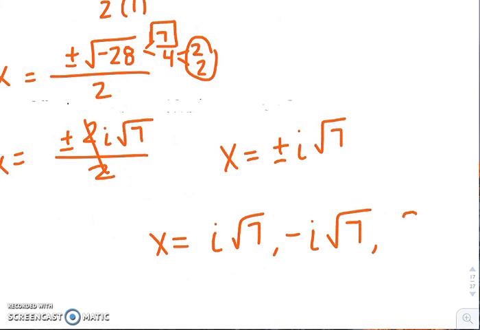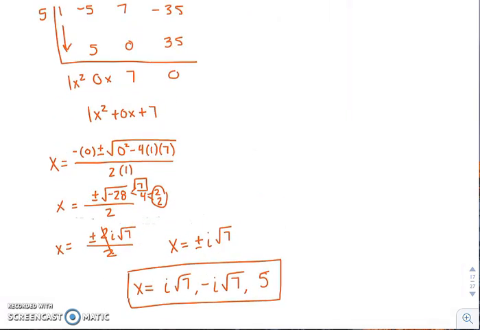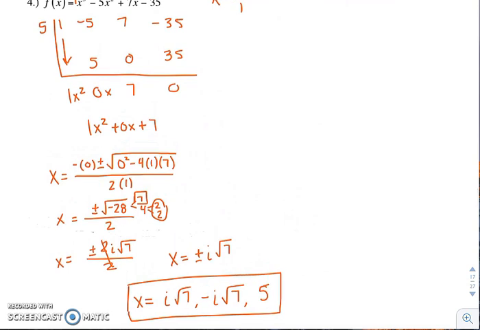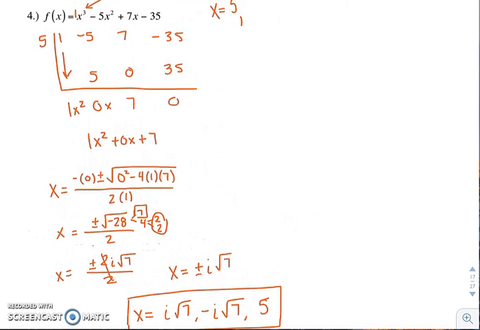We also have our solution of 5 that we found from the graph. So if you're a visual person and you like to write all of your solutions out instead of writing them together as plus or minus so you can physically see all of them, that is fine. But your three solutions to this polynomial are going to be positive i square root 7, negative i square root 7, and 5. Two imaginary, one real, total of 3.